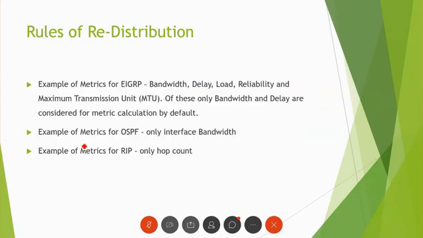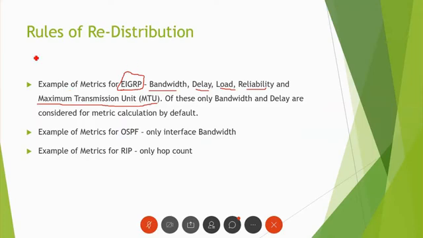So examples of the metrics for protocol EIGRP. Bandwidth is one metric, delay is one metric, load is one metric, reliability, and maximum transmission unit, short form is MTU. These many different metrics are governed by the EIGRP protocol, and every parameter is important while redistribution.